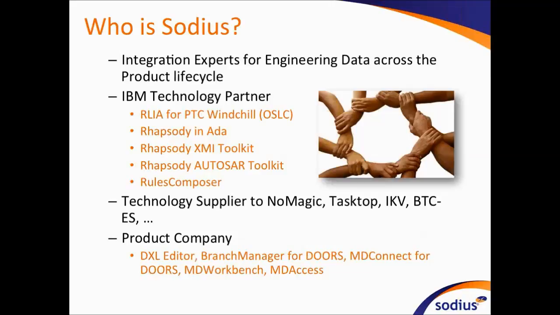Right around Rhapsody, so we do an Ada code generator, an XMI toolkit, so how do we exchange information between those Rhapsody UML models and other tools. The AUTOSAR toolkit as well, so creating the AUTOSAR XML files from Rhapsody. And all of this stuff is built on a Rhapsody add-on called the Rules Composer, which lets you write your own code generators such as Ada or something else, or your interchanges for Rhapsody using our platform, which I'll get to in a second. And so all of those are IBM products. So you're probably saying, who is Sodius? I've never heard of them, but you may be touching some of our technology either through IBM or some of the other partners we have.